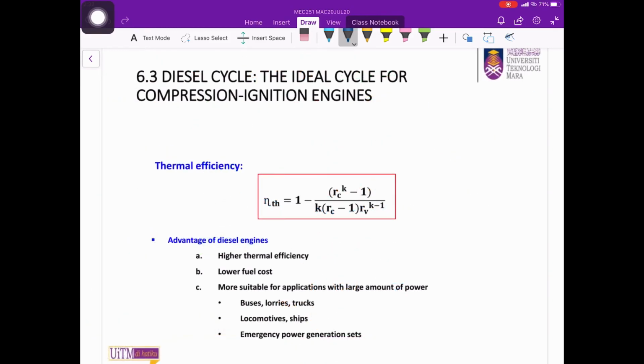And lastly, the advantages of diesel engines are higher thermal efficiency, lower fuel costs, and more suitability for applications that require a large amount of power, such as buses, lorries, trucks, locomotives, and emergency power generation sets.